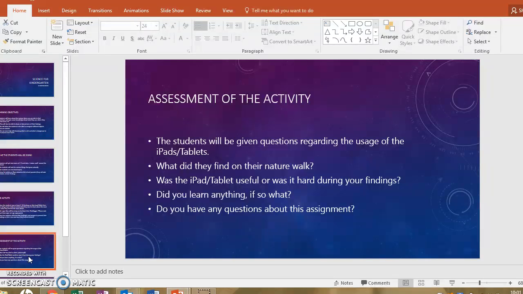So that would just be present. They would present that to the class, what they found, what they learned about, where it comes from, how it grows, is it natural or is it man-made? And last, do they have any questions about the assignment?